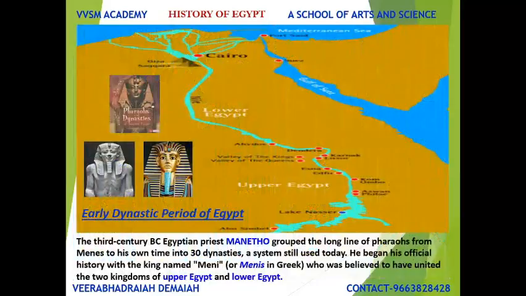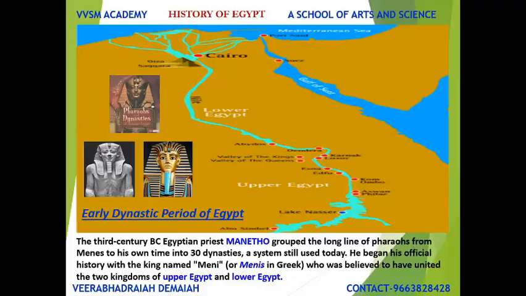Well, as far as the early dynastic period of Egypt is concerned, it's considered Lower Egypt and Upper Egypt. Lower Egypt is reaching the Mediterranean Sea, which is a coastal plain, and Upper Egypt is in the middle of Egypt.